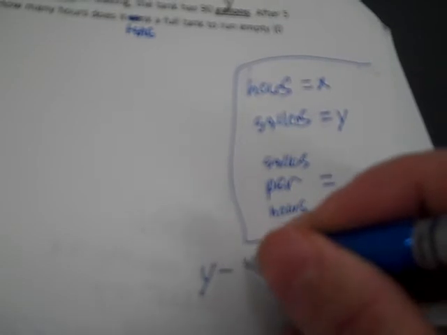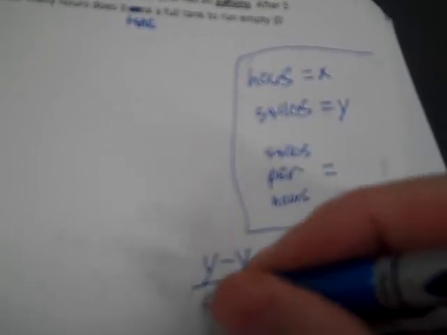Well, the problem is, that doesn't say it's per hour. I don't see any per. I don't see any each. So basically, I don't know what this is, okay? It's not in the problem. So what are we going to do to figure it out? Well, there's a formula for that too. And it is y minus y divided by x minus x.